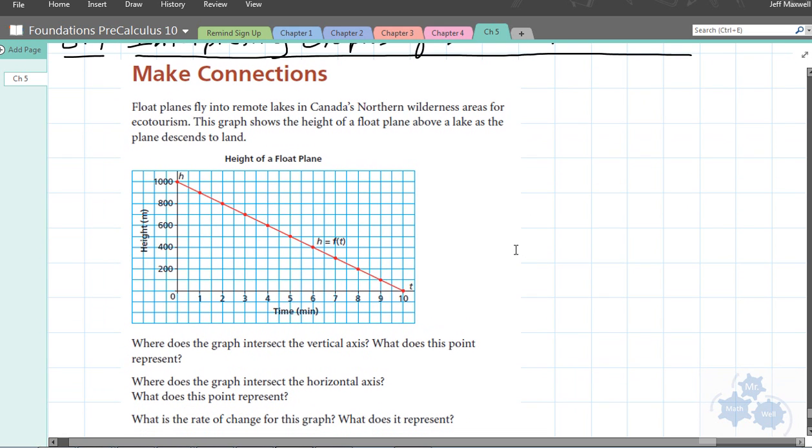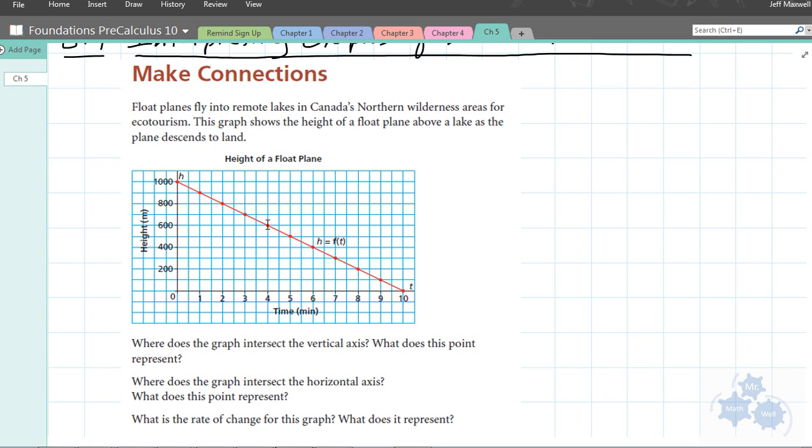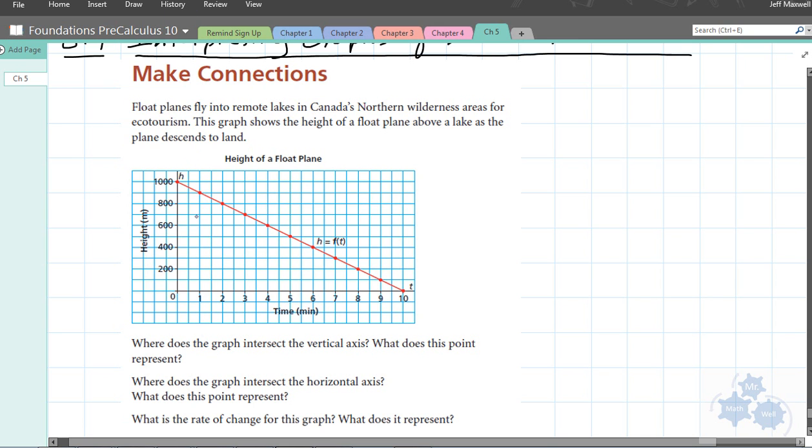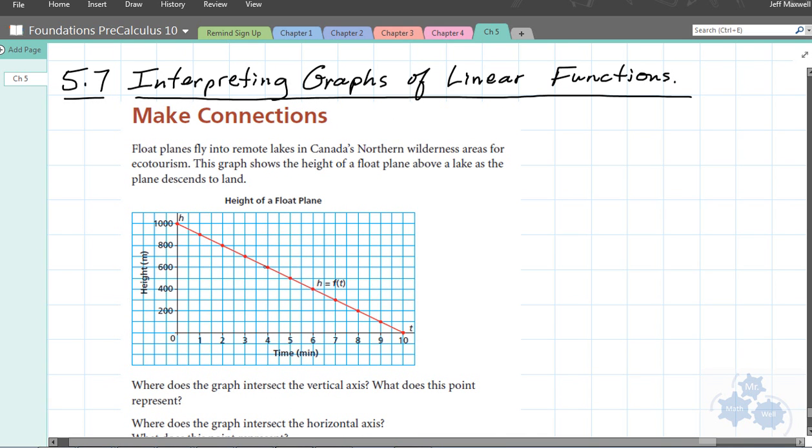So it says this: float planes fly into remote lakes in Canada's northern wilderness areas for ecotourism. This graph shows the height of a float plane above a lake as the plane descends to land. All right, so here we have a graph. You can tell that it's a function, first of all, because the line doesn't double back on itself. Any vertical line that you could draw wouldn't intersect the graph at more than one point. So if we drew any of those lines, it would only touch the graph at a maximum of one point. It is linear because all the points, and the line itself, form a straight line, okay?